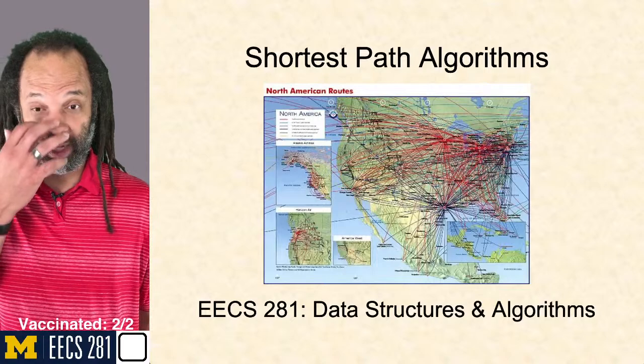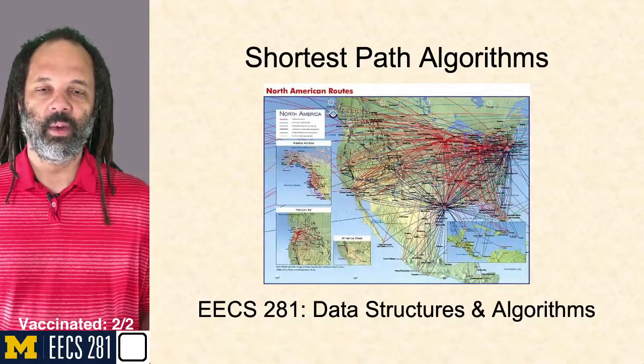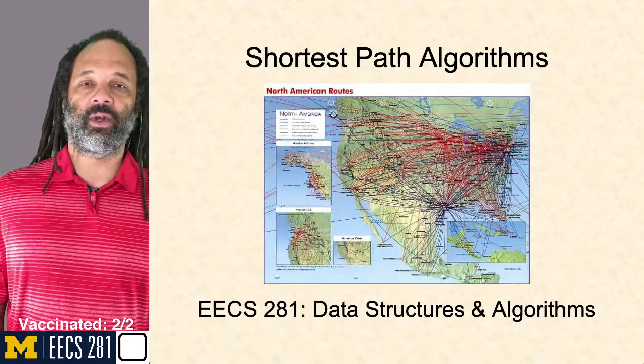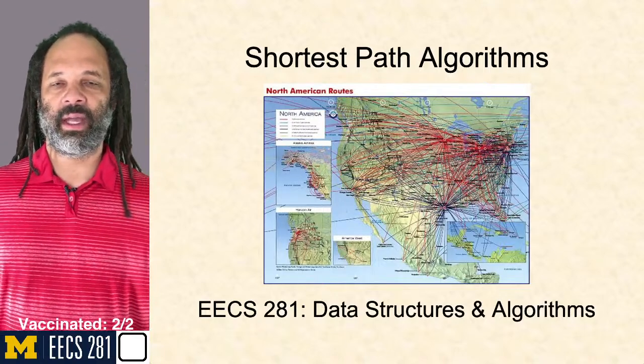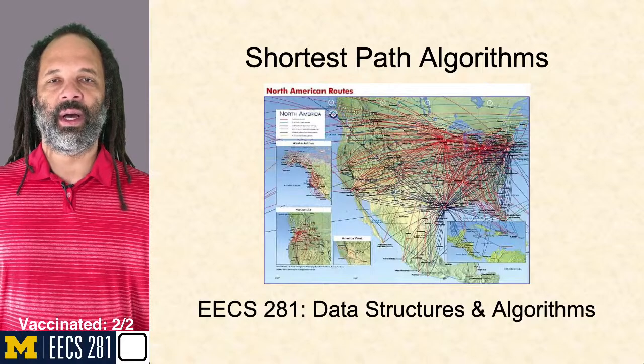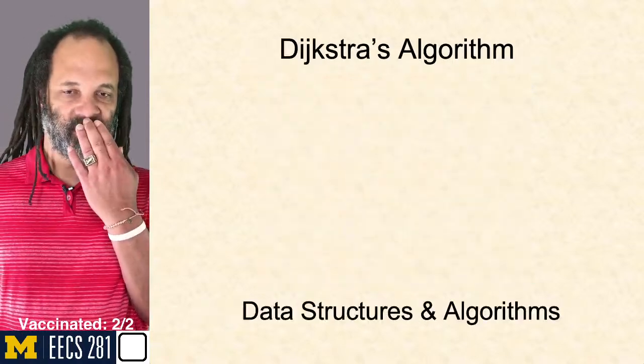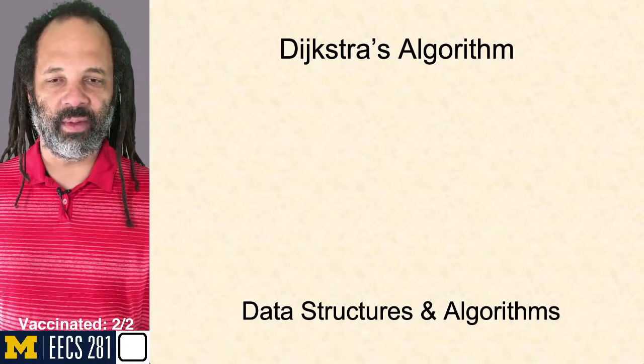Up next, we're going to talk about some shortest path algorithms. We've just got a couple of them I think we're looking at. We're going to look at Dijkstra's algorithm, which is a single source shortest path, and then we'll look at some ways to get to all pairs shortest path. So up first, Dijkstra's algorithm.